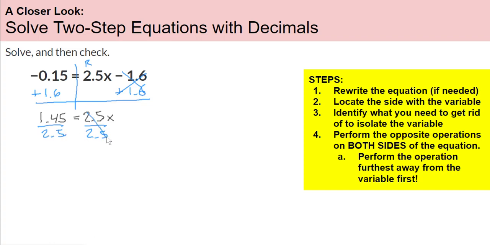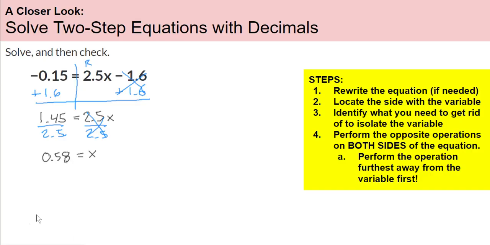That cancels out. The 2.5's gone. That means on the right side we have x, which is good. That's what we want. Isolate, get x by itself. And then we're going to do 1 and 45 hundredths divided by 2 and 5 tenths, and we'll get our answer, 58 hundredths, or 0.58.